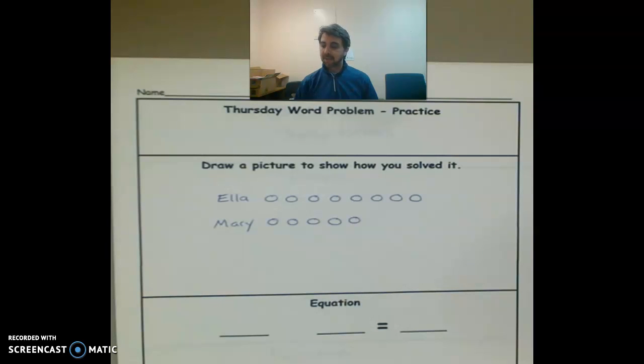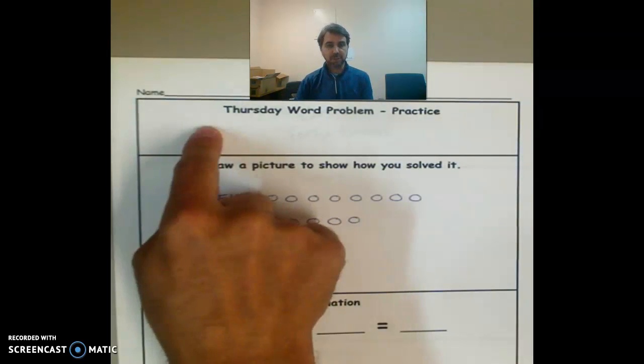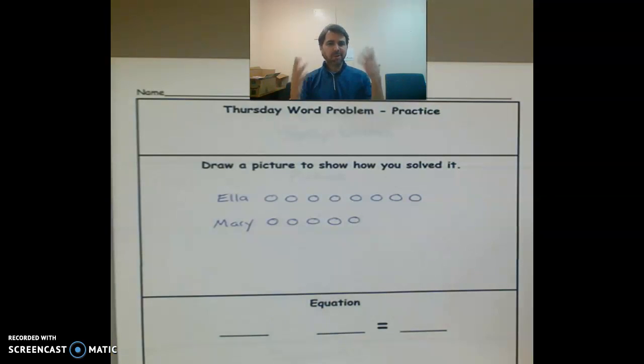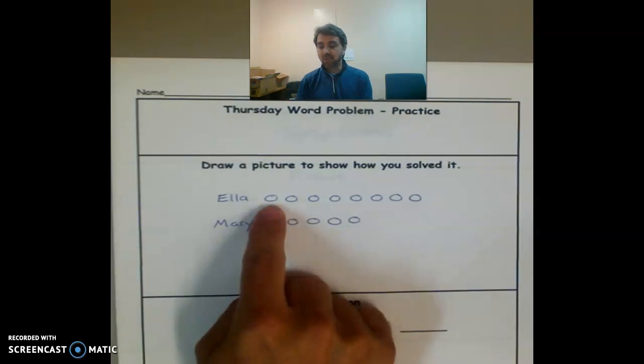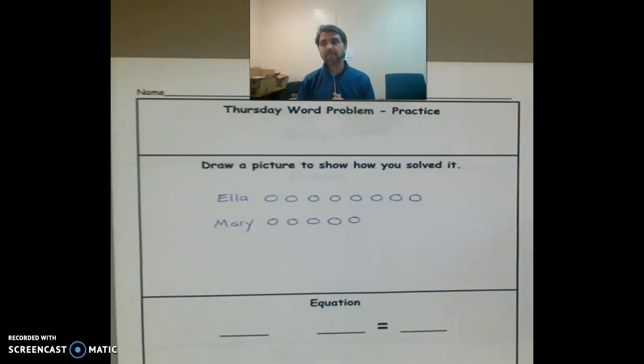And welcome back. Okay, so you need to come up with a word problem, which you can write up above your picture. Okay, so your word problem, don't use one of mine, but it could be anything. It could be like Ella, and these circles can represent whatever you want. It could be that Ella has eight apples, and Mary has 5 apples. How many apples do they have?